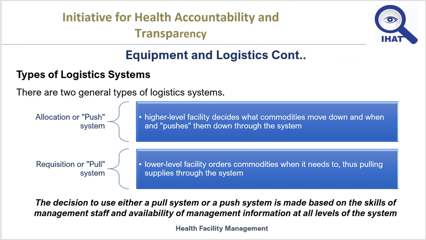There are two types of logistics system. We have the allocation or push system, where a higher level facility decides what commodities move down and when, and pushes them down through the system. We also have the requisition or the pull system, where the lower level facility orders commodities when it needs to, thus pulling supplies through the system.